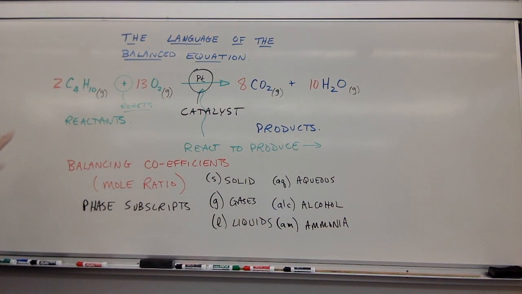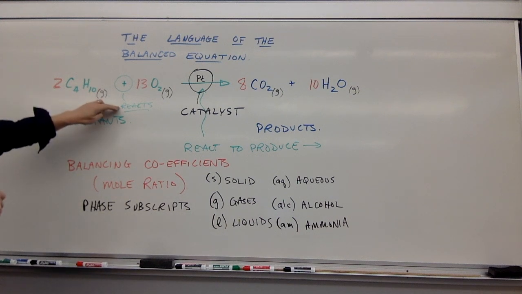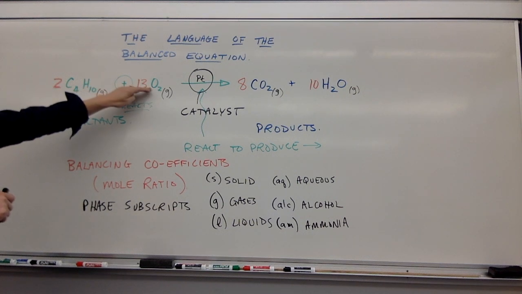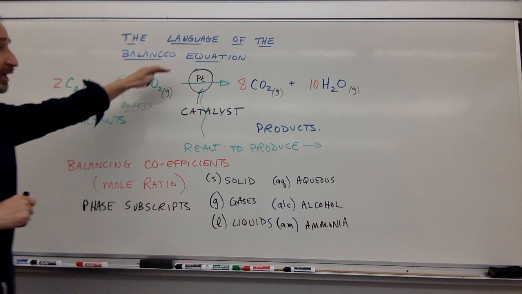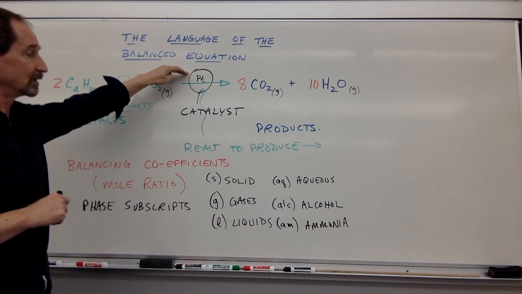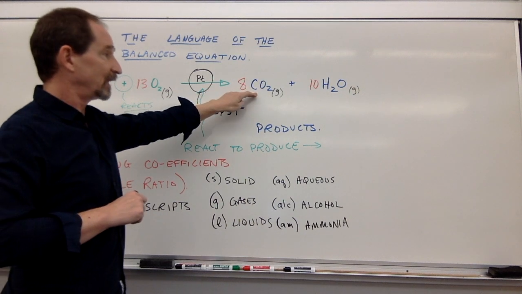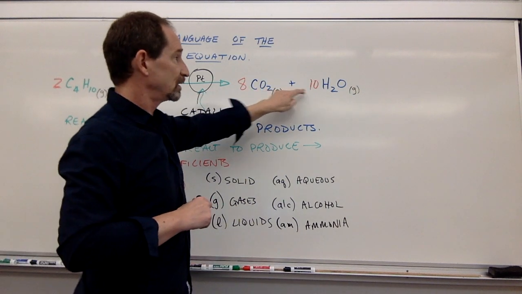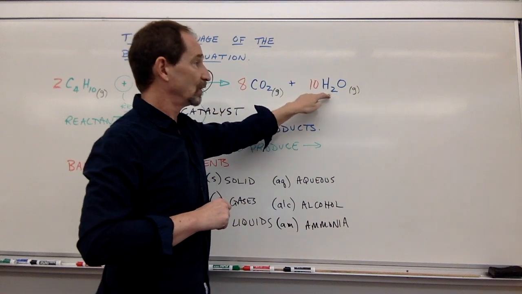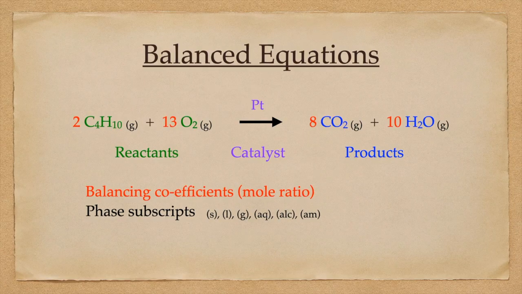Now I've got the language to translate. Here's what it should say. 2 moles of butane molecules in the gaseous phase react with 13 molecules of oxygen gas in the presence of a platinum catalyst to produce 8 moles of gaseous carbon dioxide and 10 moles of gaseous water. That is the language of the balanced equation.